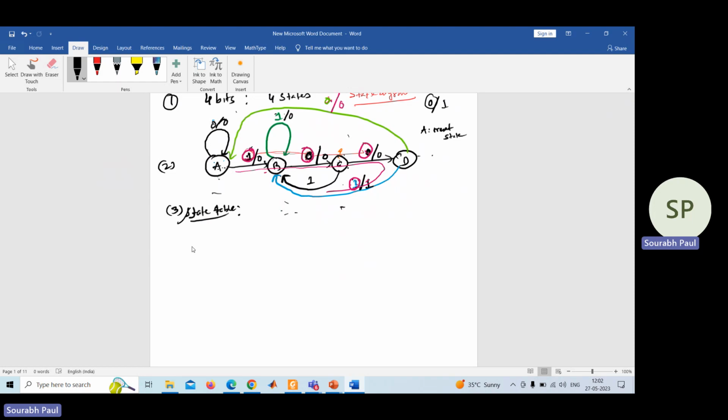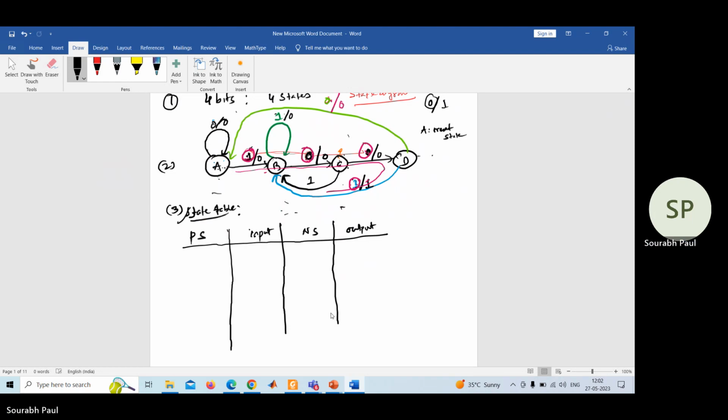In the state table, I need to write down the present state, then input, then next state, then output. Okay, this is the table I need to make first. So what is the present state? You have the present state A. So we have to consider each of the states twice.